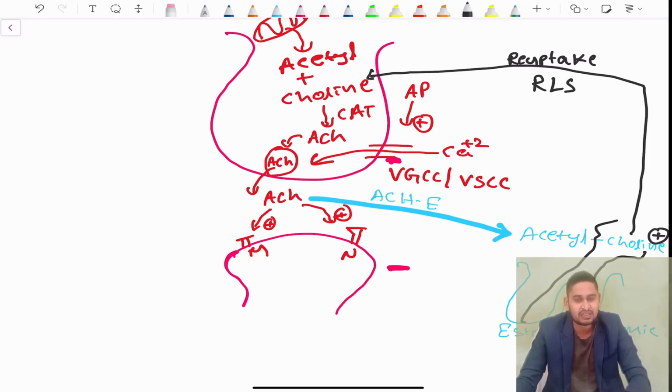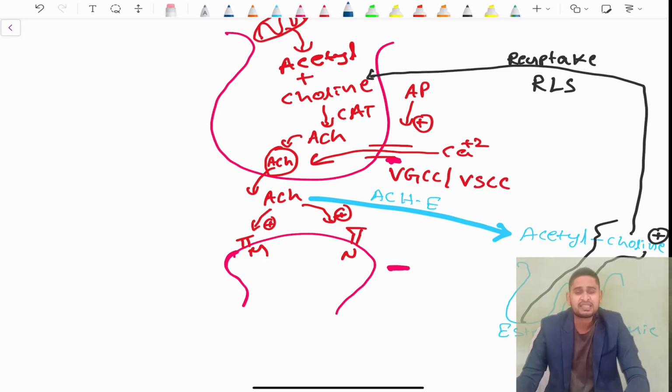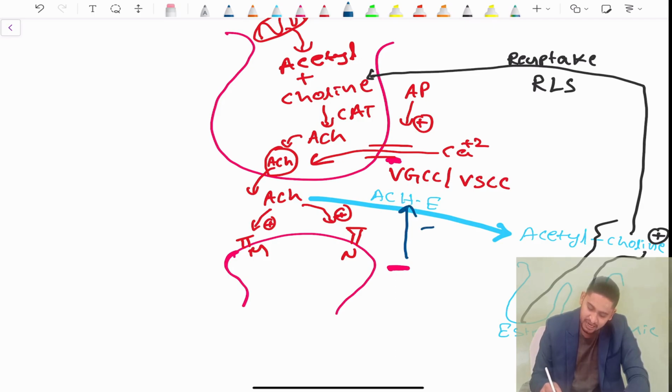In any particular reaction, any step which takes more time to finish is called the rate limiting step of that reaction, right? Now look at how cholinergic drugs are acting here. Any drug which acts by inhibiting acetylcholinesterase, these types of drugs are called indirect cholinergics.